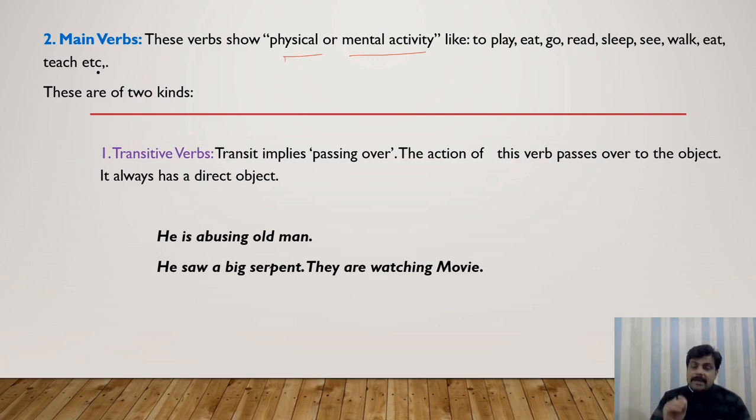ओके, अब देखिए इसमें एक चीज, likewise we had state of being in two broad categories, auxiliary verbs and modal verbs. Similarly, main verbs can be divided into two different branches. The first is transitive and the another one is intransitive.